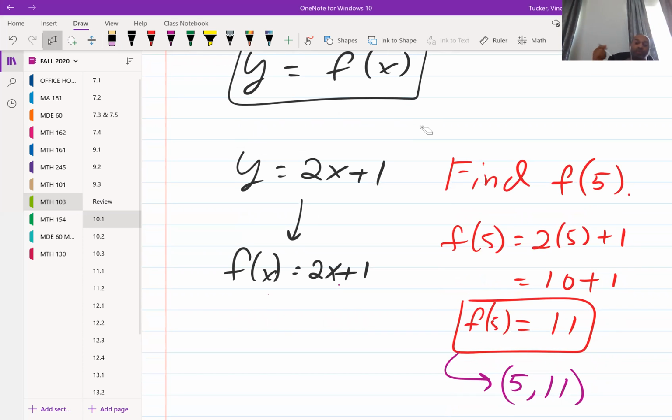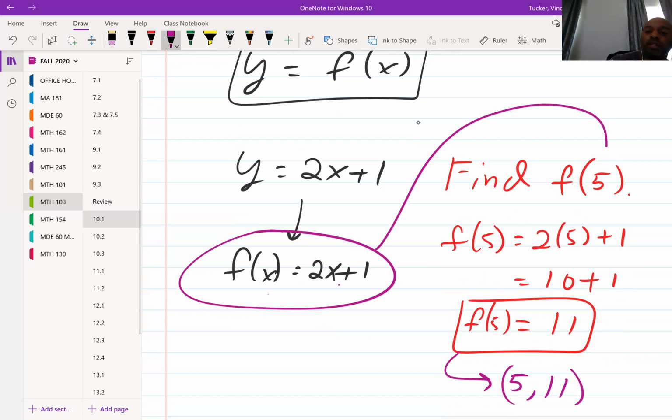Remember, x is always what you plug in, y is what you get out, input versus output. I plug in 5, got out 11. And so that ordered pair could be written as 5, 11. So once again, these directions of f of 5 can only be established if you have a function f of x already. So you have to define what f of x is. Then they tell you to find f of 5 or f of 0, or whatever the case may be.